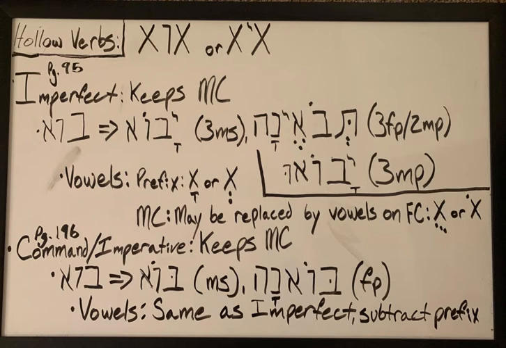So the vowels are the same as the imperfect. You just subtract the prefix. These are created by subtracting the tav prefix on the imperfects. So look for those forms. And remember, command and imperative doesn't agree with personhood. There's going to be gender and there's going to be singular or plural. So it doesn't have first, second, third. That just doesn't apply to these verbs. It's the same with participles. Participles don't have personhood. So just remember that they're just in different forms.